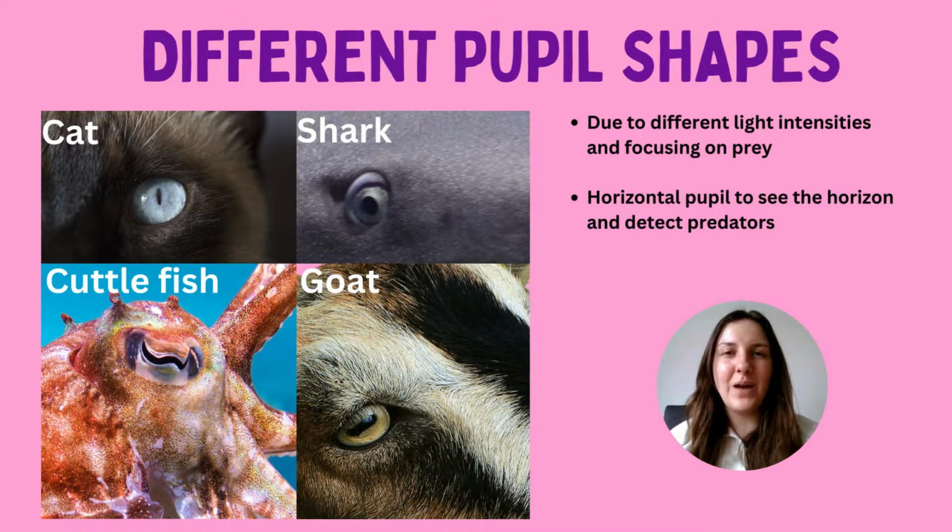And this is due to how much intensity of light there is in the environment. For example, for a cuttlefish, the light is constantly changing due to it being underwater. The horizontal shape is to check the horizon for predators that could come and attack the goat. However, in the case of a cat or a shark, these are predators themselves, so they're actually looking for prey.